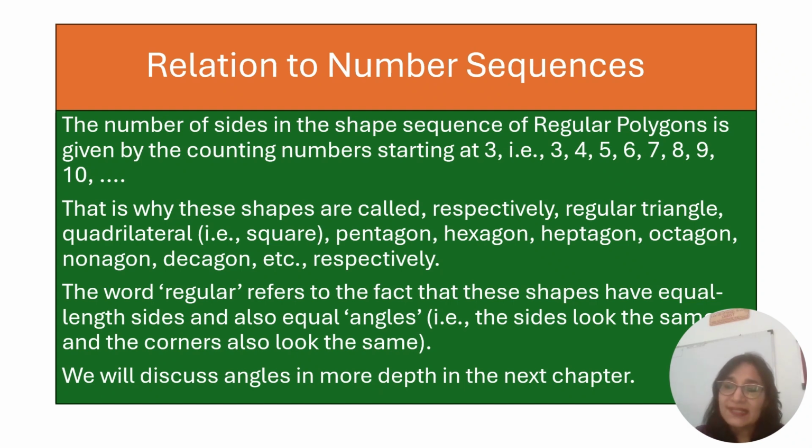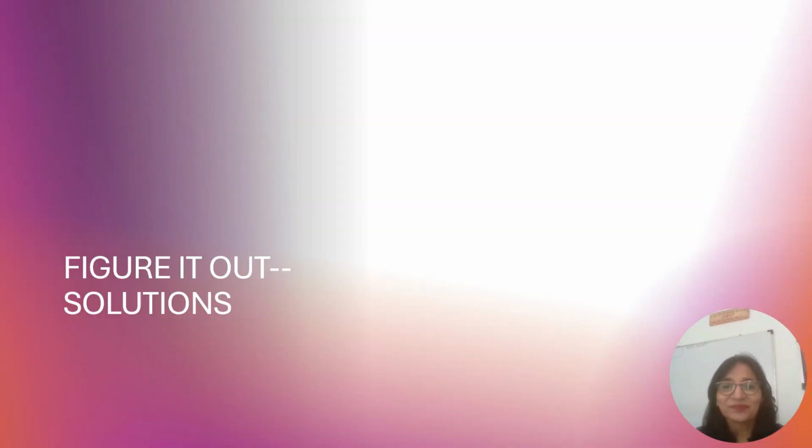But what exactly is the word regular? It refers to the fact that these shapes have equal length sides. So we use the word regular, and also equal angles. That is, the sides look the same and the corners also look the same. We will discuss angles in more depth in the next chapter.